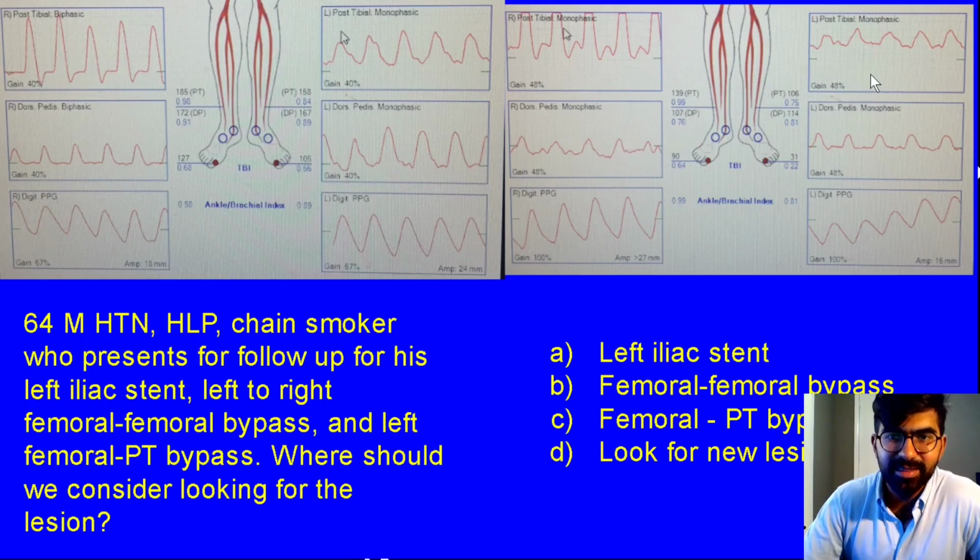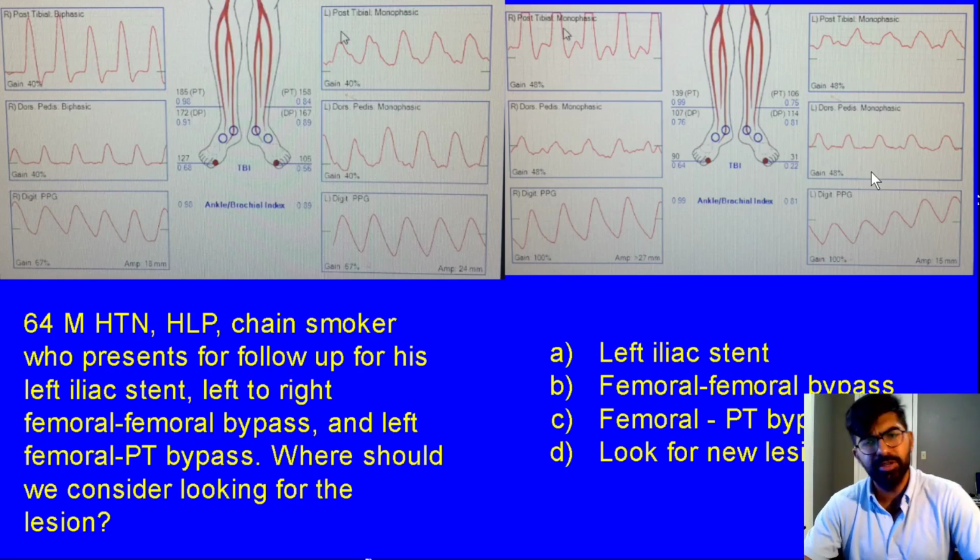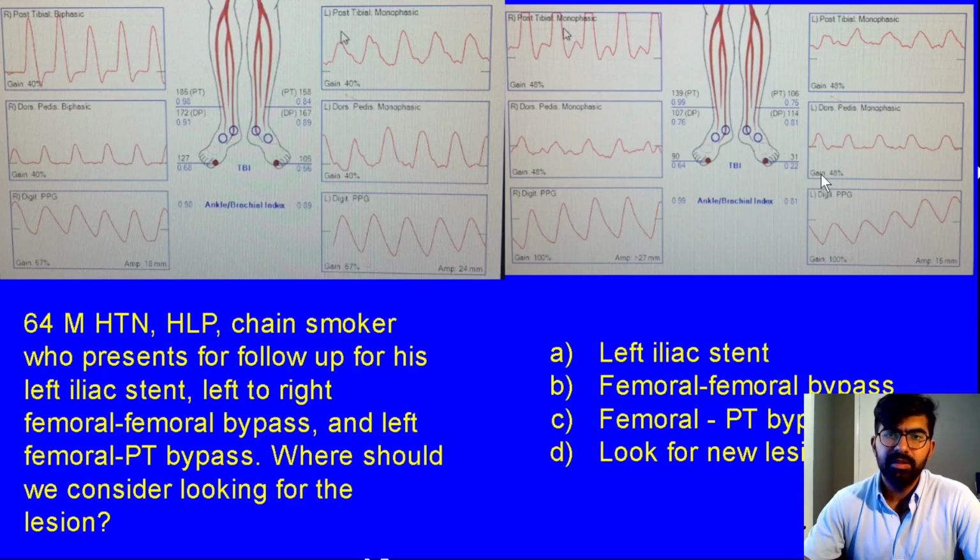So look on the left side here. Where is that lesion we're looking for? Is it a problem with the left iliac stent? Is it a problem with the left to right femoral bypass? Is it potentially a problem with the left femoral PT bypass? Or do we need to actually look for a new lesion? Is there something else going on here? So before, after, and what are we going to look at? So let's go through it.